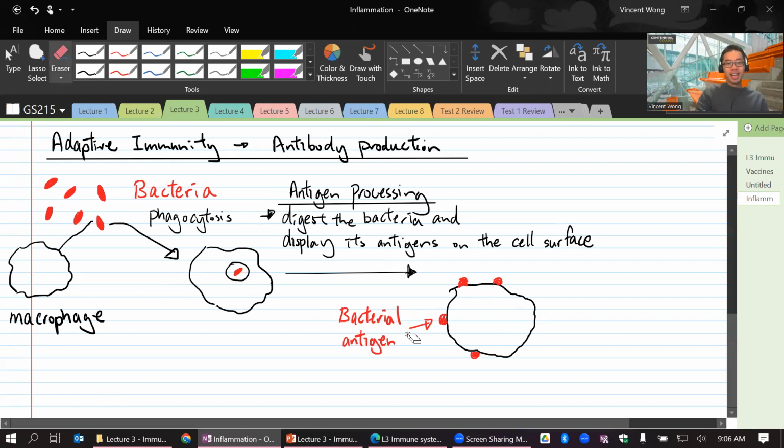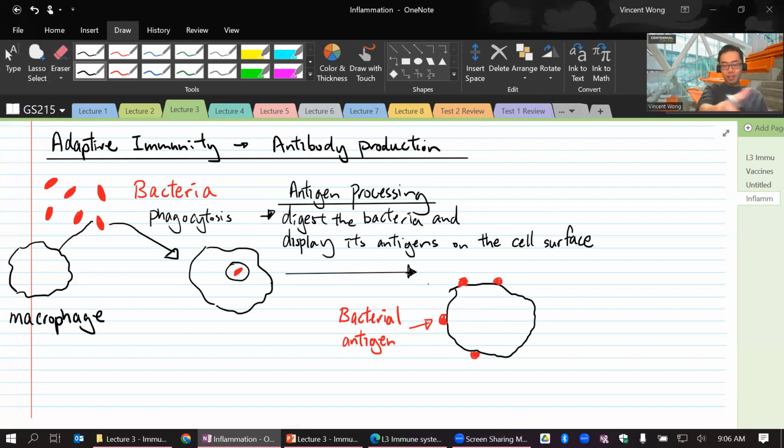So we have the bacterial antigens on the surface. Any questions about what's happening? Now, none of this is adaptive immunity, right? Everything that's going on right now is still part of the innate immunity. All right.